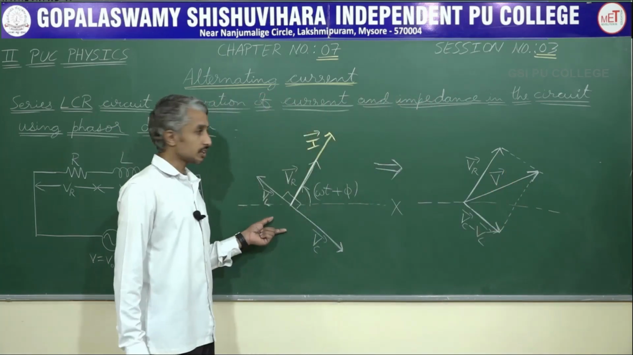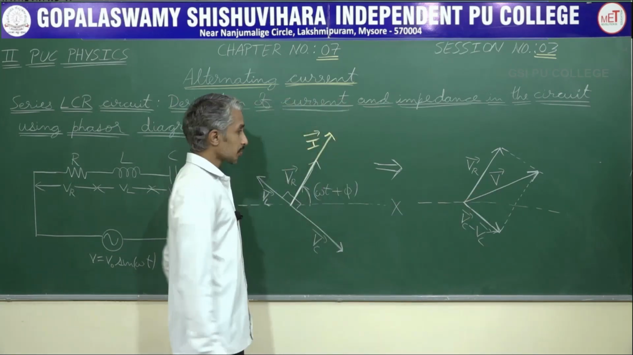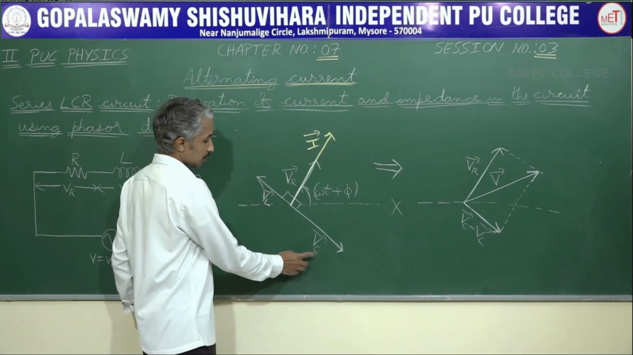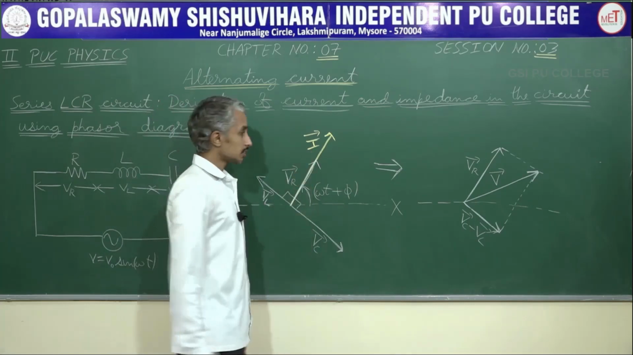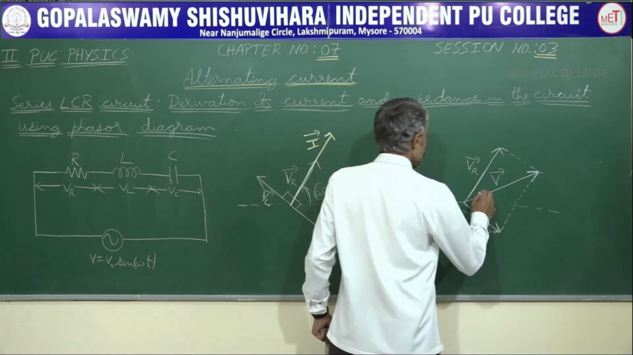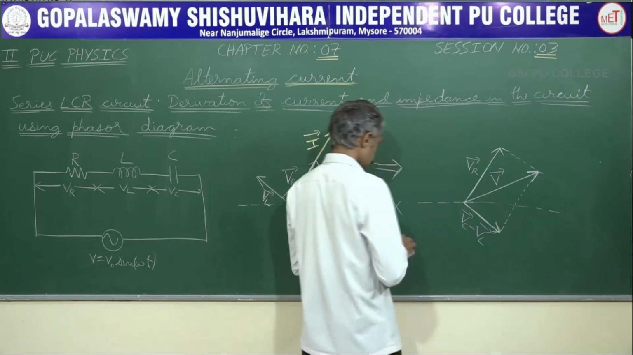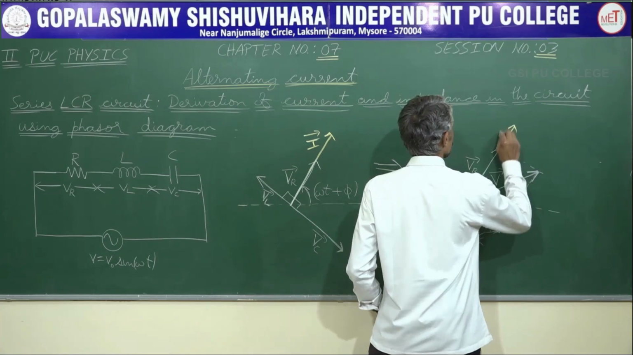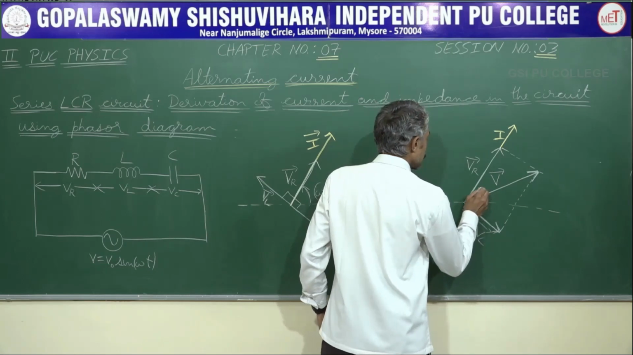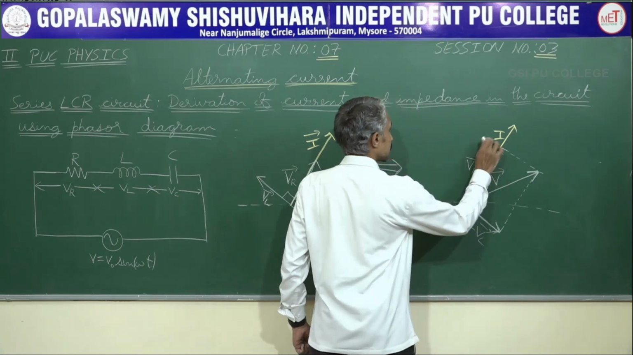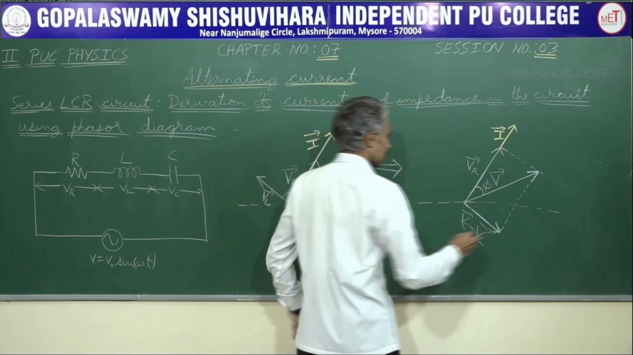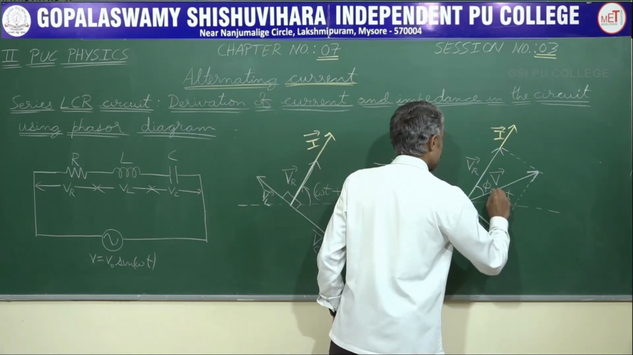So this is the phasor representation of the source voltage, the voltage across the resistor, the voltage across the inductor, the voltage across the capacitor and the current in the circuit. The current in the circuit would be in phase with the resistor. So now the phase difference between the source voltage and the circuit current is going to be phi, and this is going to be omega into t.